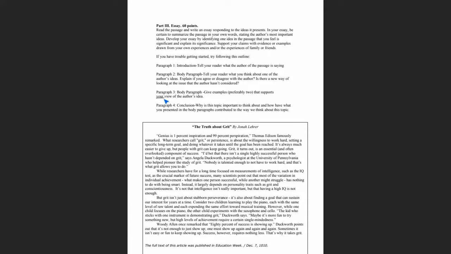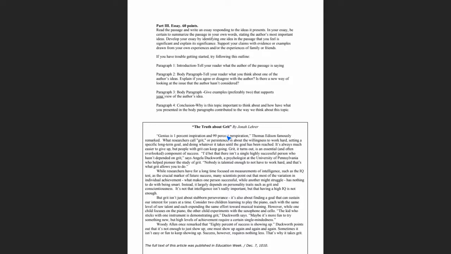And then for your conclusion, when you're ending the essay, why is this topic important to think about, and how has what you presented in the body paragraphs contributed to the way we think about the topic? So you want that conclusion to go back and to tell your readers how your argument has helped us move forward with this topic. So let me reiterate one more time.